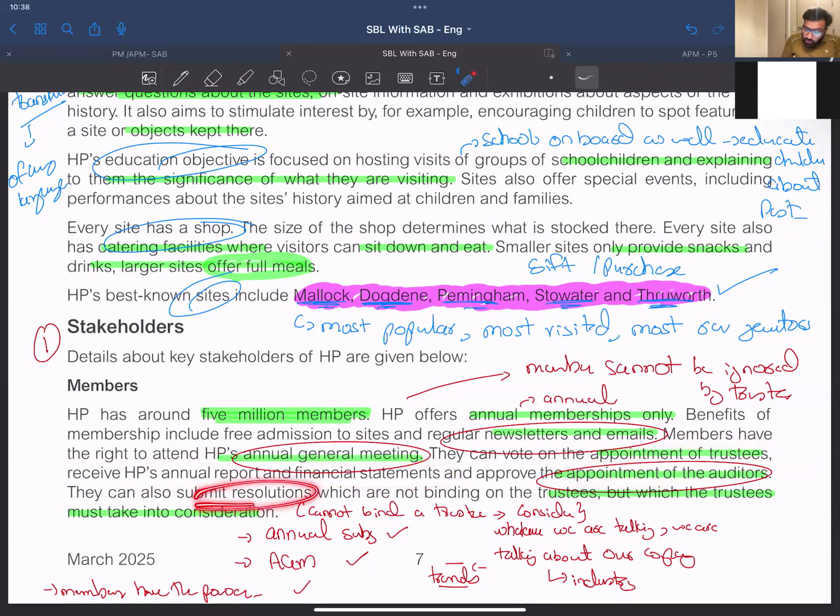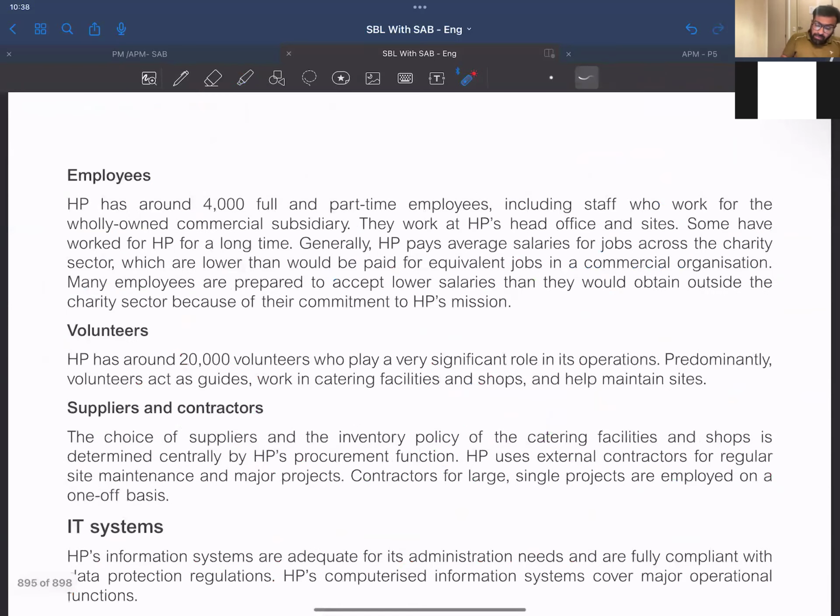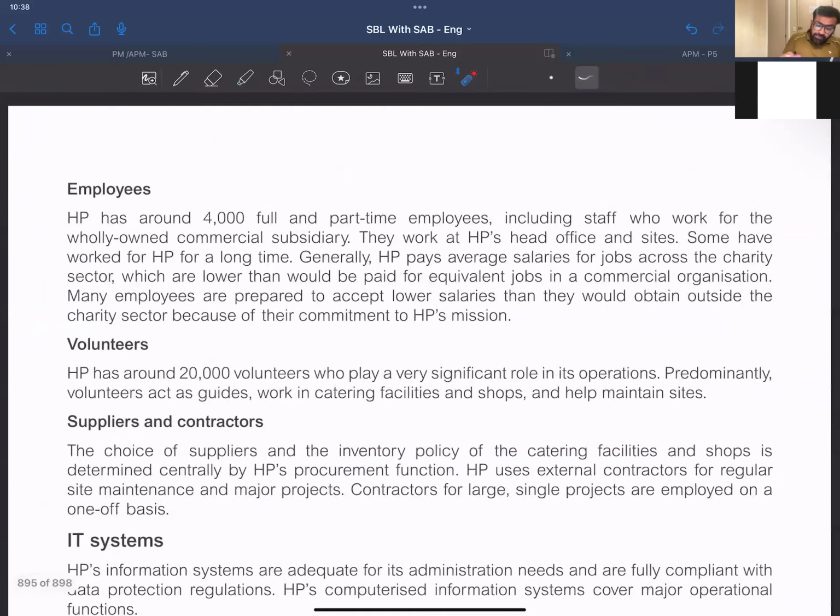They can also submit resolutions which are not binding on the trustees, but which the trustees must take into consideration. So members have the power, guys. Members have the power, right?